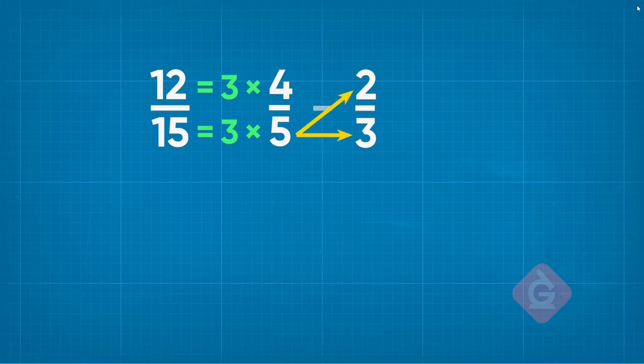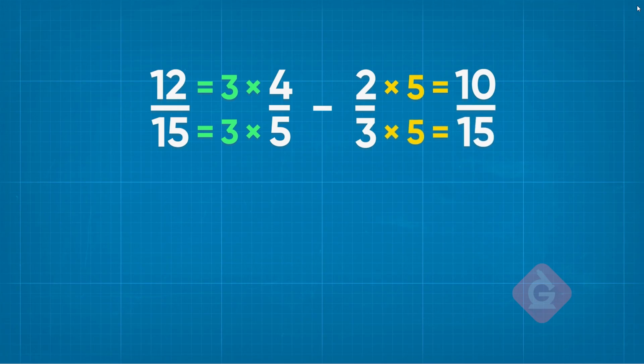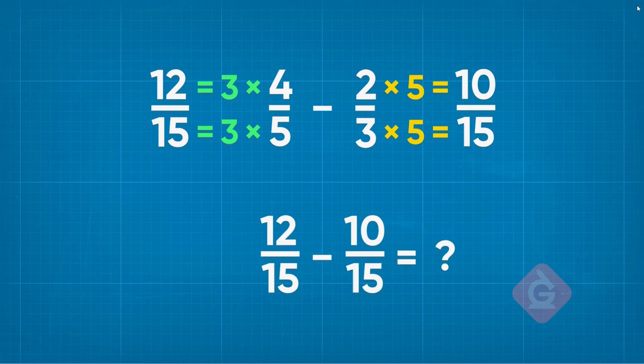Next, we find the equivalent fraction for 2/3. 2 times 5 equals 10 in the numerator, and 3 times 5 equals 15 in the denominator. So we have 10/15. Both 12/15 and 10/15 have the same denominator of 15. Good. Now that you have fractions with like denominators, you can subtract to see how much more one guinea pig weighs than the other. So we subtract 12/15 minus 10/15.